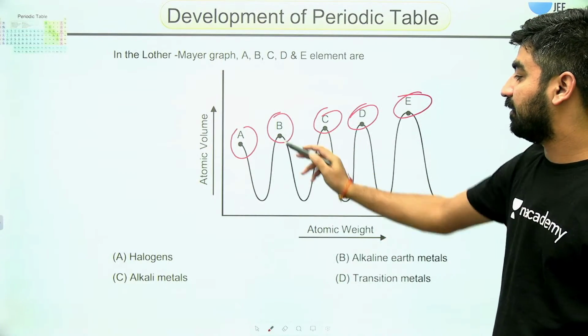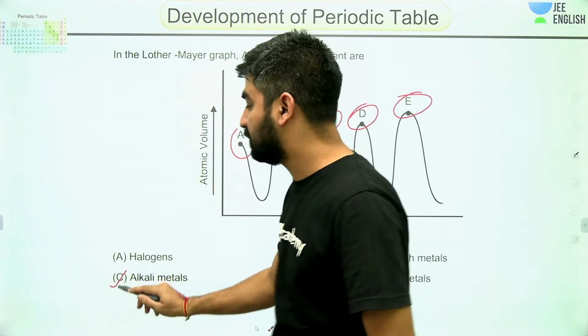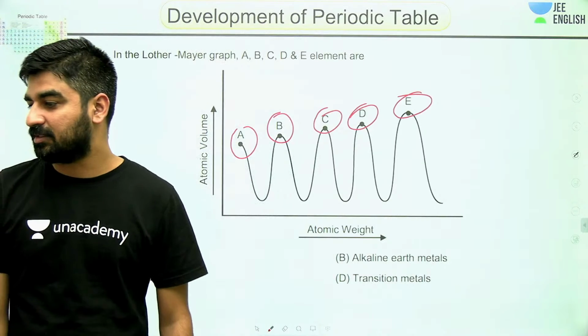Harvinder is saying now the peaks are occupied by alkali metal. So yes, your answer will be C, right?